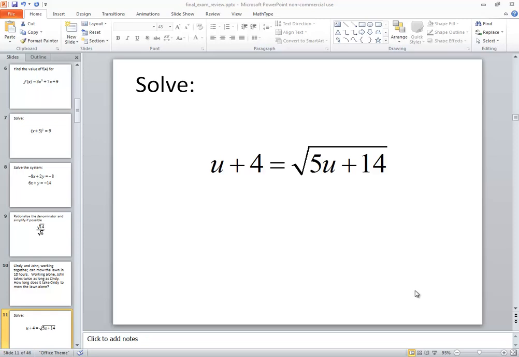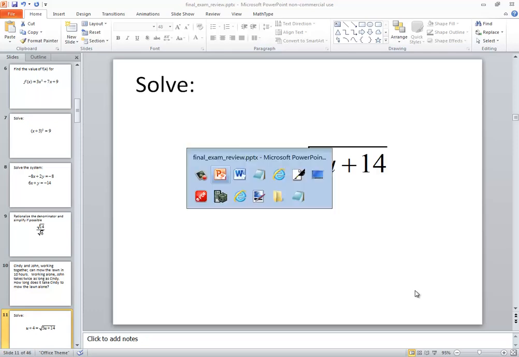Let's take a look at this problem. We want to solve u plus 4 is equal to square root of 5u plus 14. Now this is a radical equation.